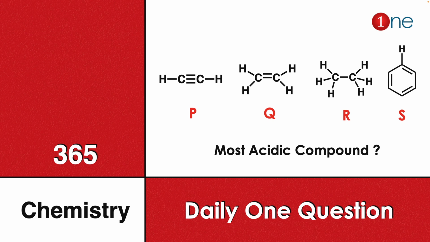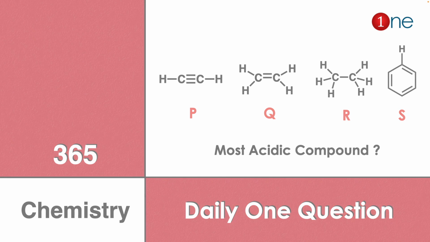Here 4 different compounds are given. P is acetylene, Q is ethylene, R is ethane, S is benzene. You have to find the more acidic hydrogen. By that you have to find the most acidic compound.